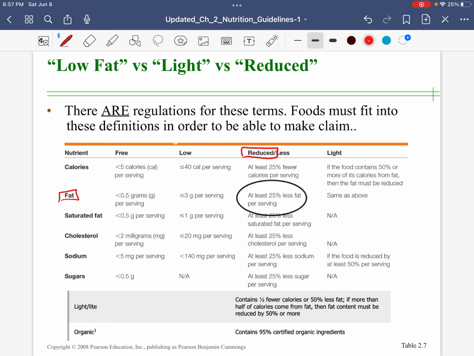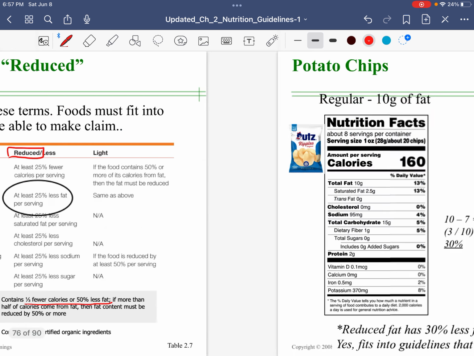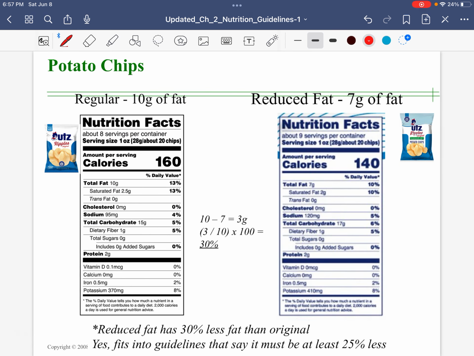Light, something that is advertised as light, it has to have a third fewer calories or 50% less fat than the original. You don't need to know these specifics. They're interesting to look at. What I want you to take away first right here is that there are regulations, which is a great thing. An example, here we have regular Utz potato chips on your left, and then reduced fat Utz potato chips on your right.